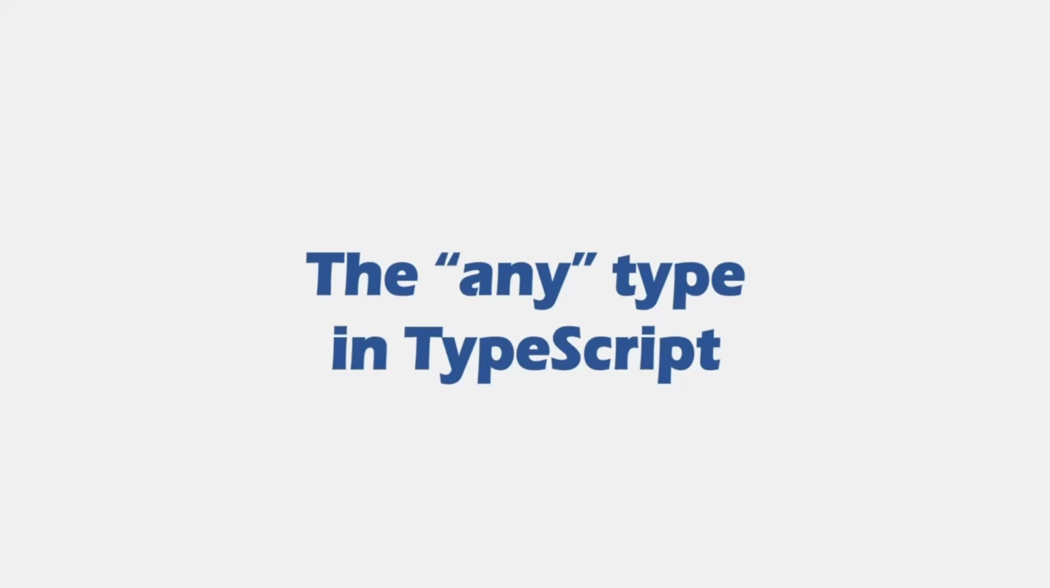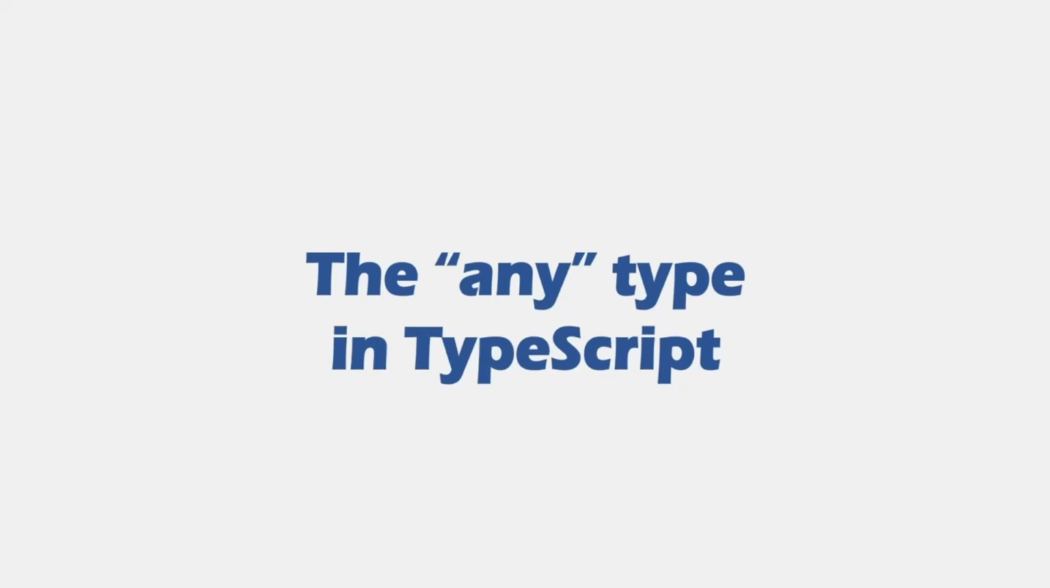In this lecture, we are going to talk about the any type in TypeScript. The any type is the most flexible type you can assign to a variable in TypeScript. This type does not complain about any value. This basically means that you can store any type of value in this type. Let's see that in action.